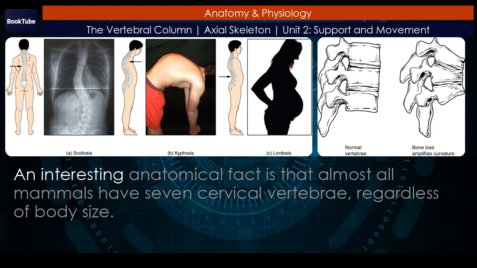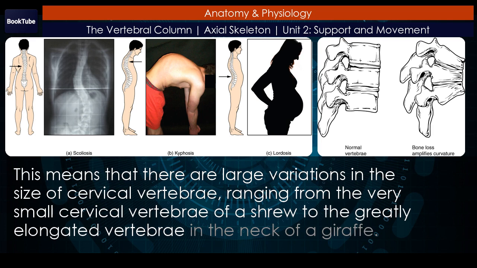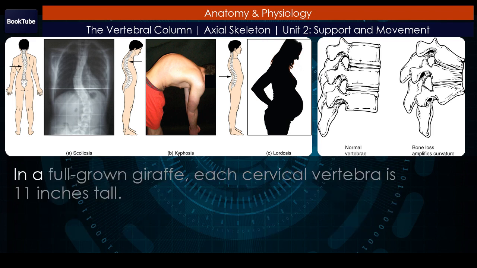An interesting anatomical fact is that almost all mammals have 7 cervical vertebrae. Regardless of body size, this means that there are large variations in the size of cervical vertebrae, ranging from the very small cervical vertebrae of a shrew to the greatly elongated vertebrae in the neck of a giraffe. In a full-grown giraffe, each cervical vertebra is 11 inches tall.